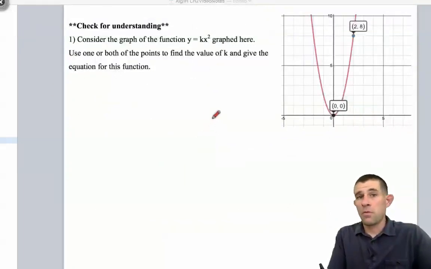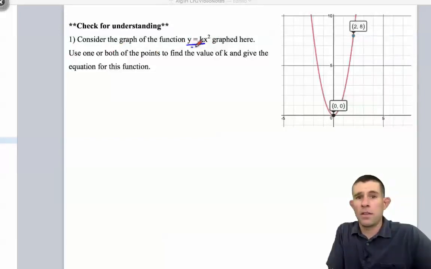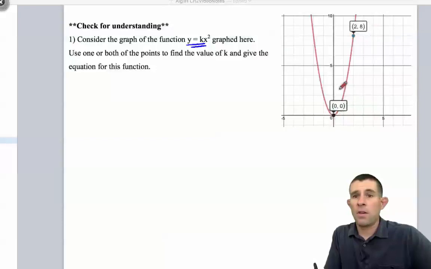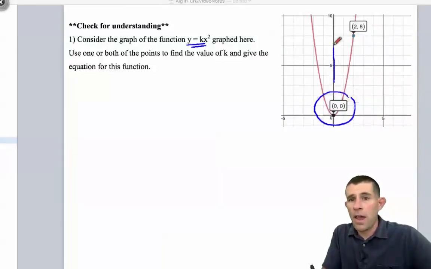All right, let's take a look at one more example. We want to consider the function y equals k times x squared. Again, that's a direct variation equation. We have it graphed over here on the right-hand side. We also have 2 sets of points. We see it passes through the origin. The y-axis is my line of symmetry. We have a parabola that opens up.